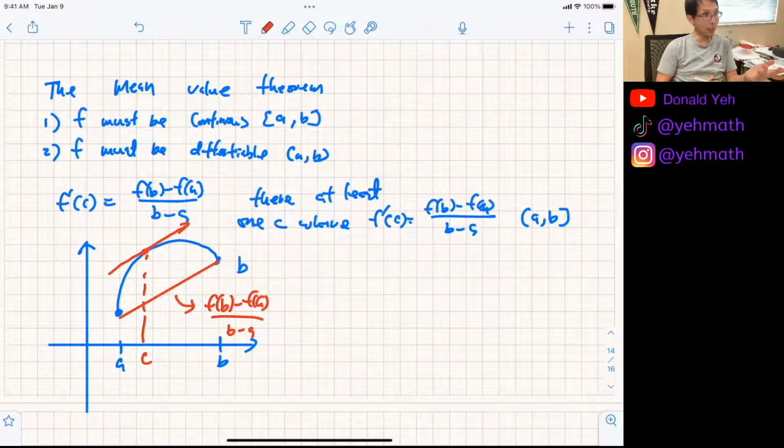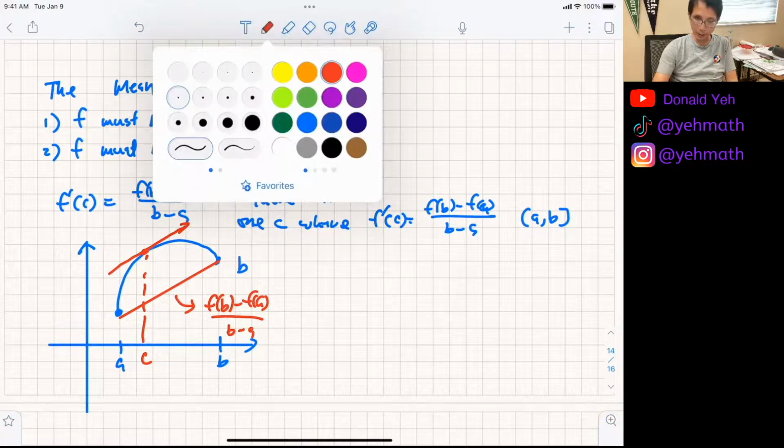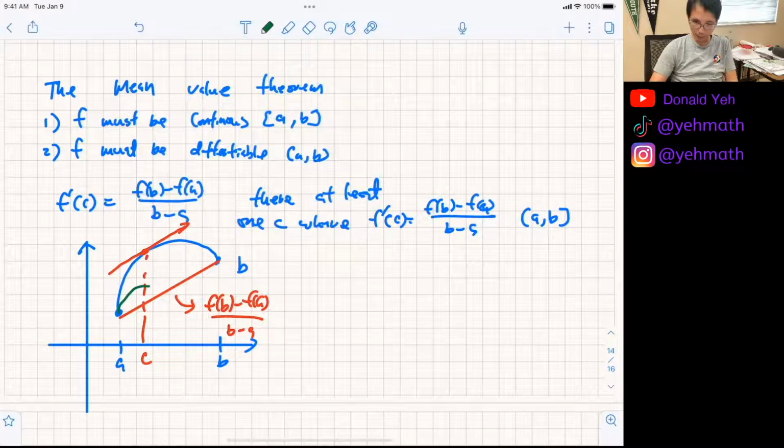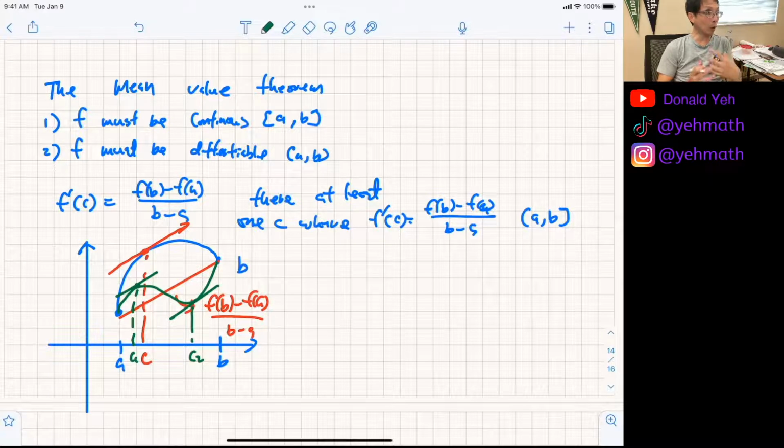And you've got to find that c. It could have more than one c. You can have an infinite amount of c's actually. If I have a graph like this, at this point here, I will have the same slope as the red line. You could have c1, c2. You can have more than one where the mean value theorem applies. You can have a lot of oscillations, but as long as they create the same slope, then that's okay.